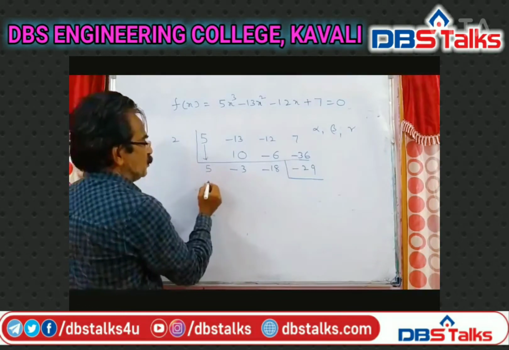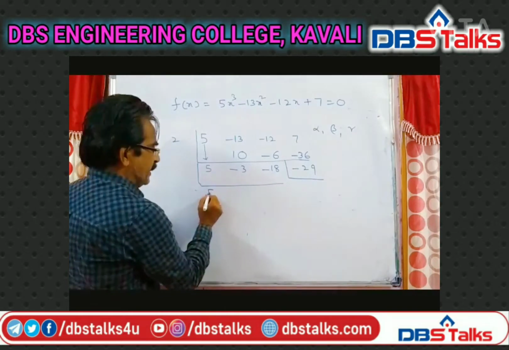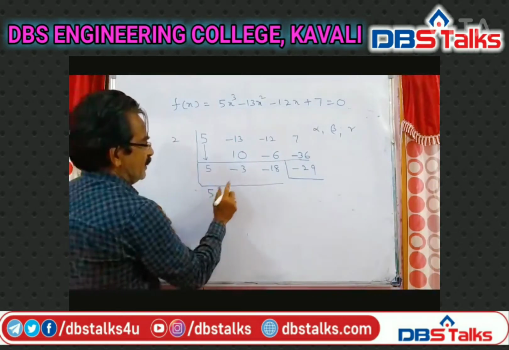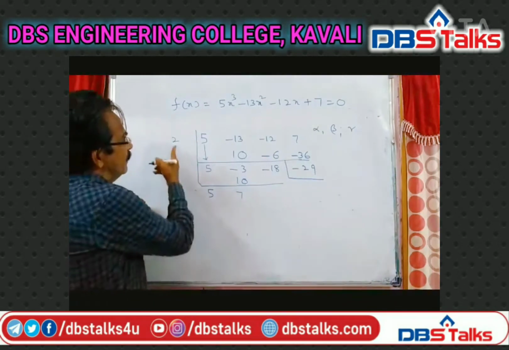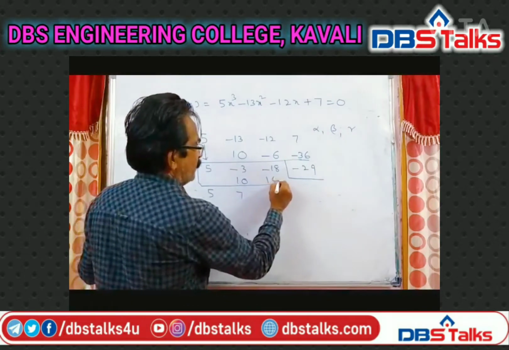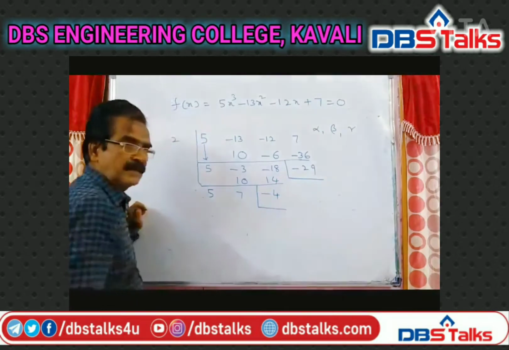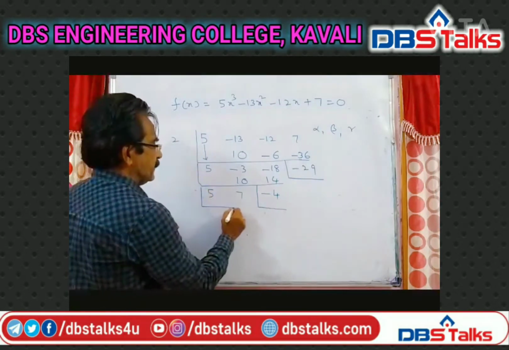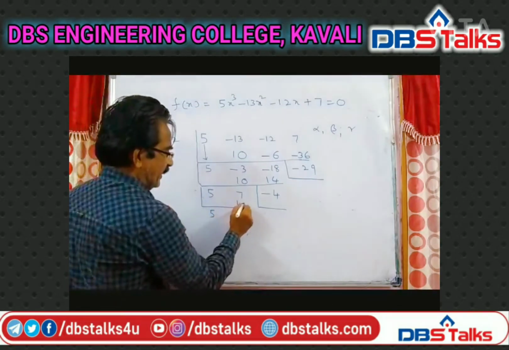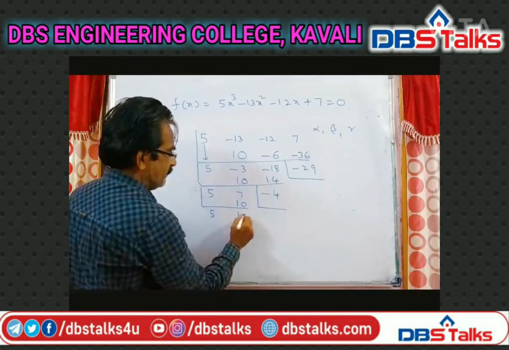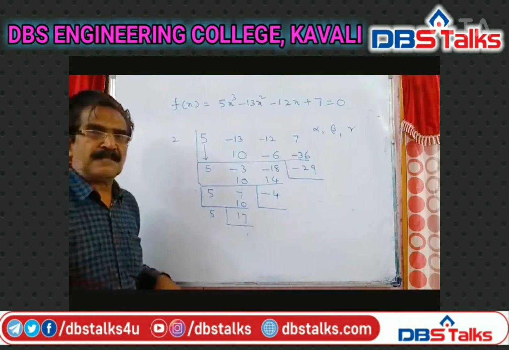Now do the same thing with 2. 5 as it is. 2 5s are 10. 7. 2 7s are 14. Minus 4. Again do the same thing. 5. 2 5s are 10. 7 plus 10, 17. Same thing. So your process is over, friends.